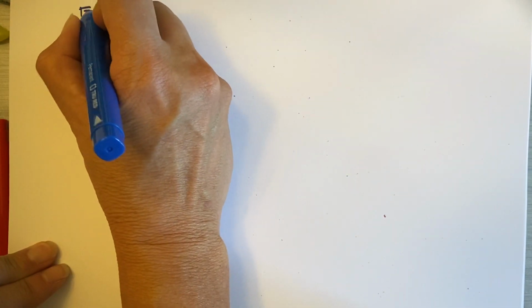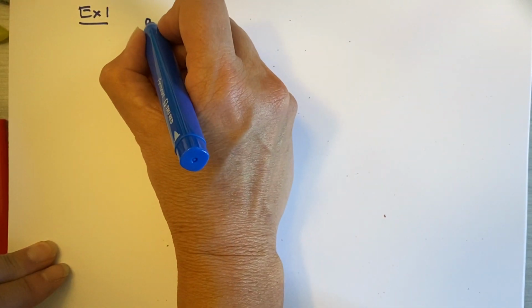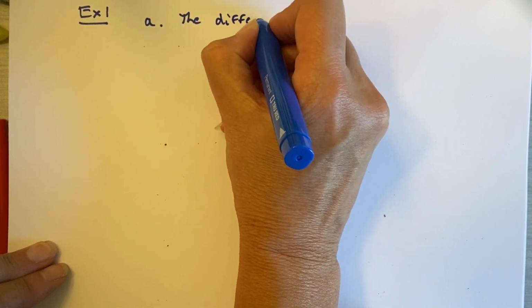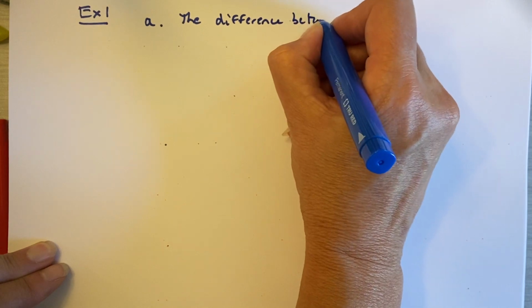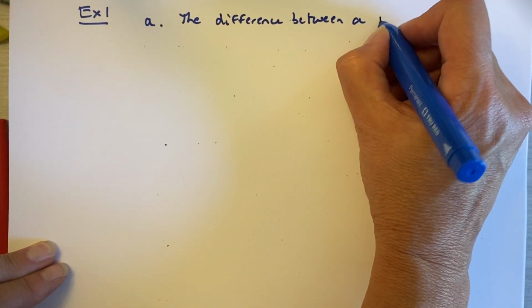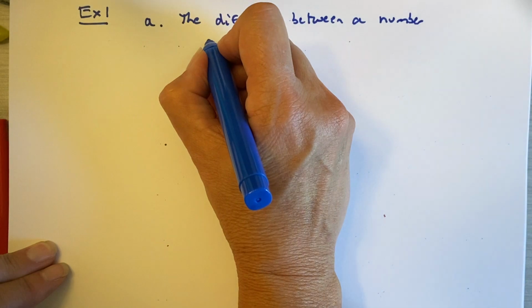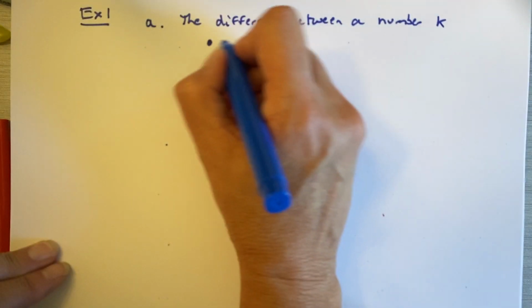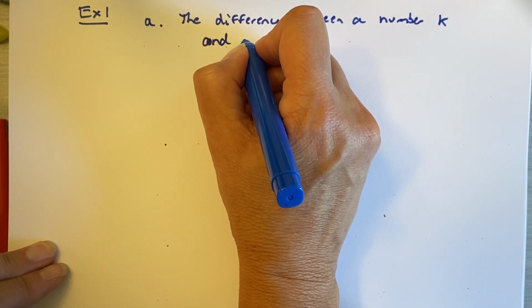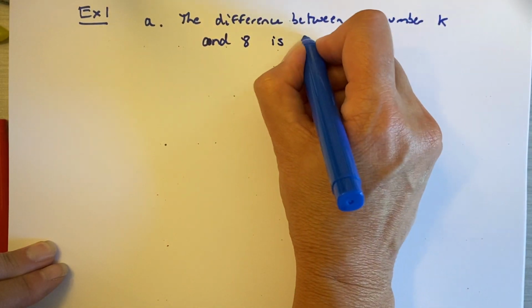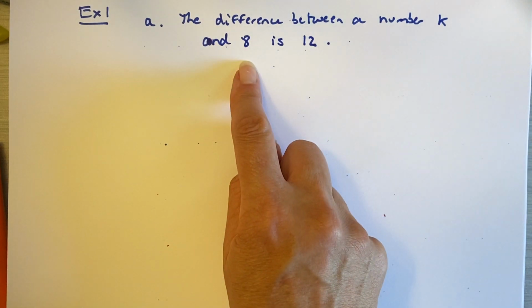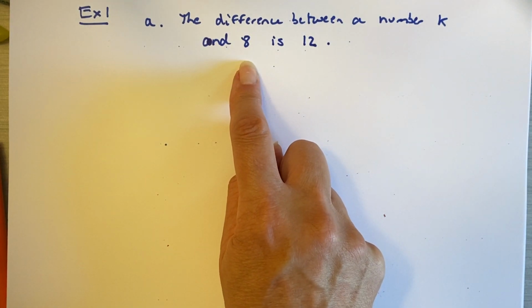Okay, let's look at example 1, which has 3 possibilities. A, again: the difference between a number k and 8 is 12.